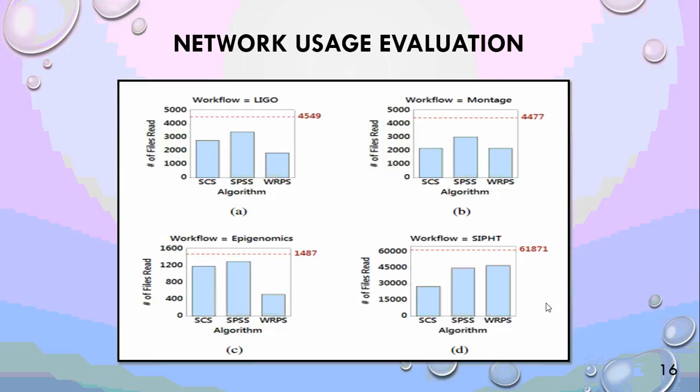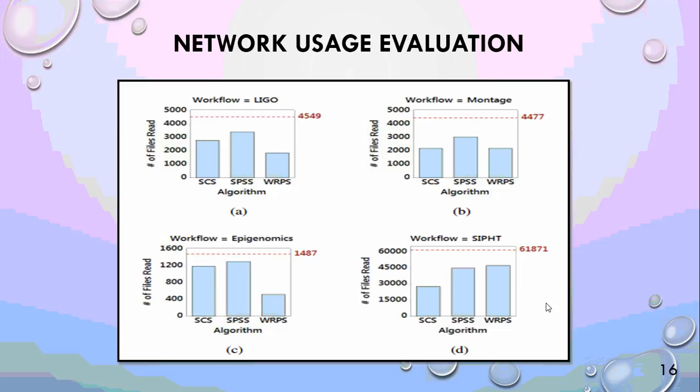Another important factor to consider while evaluating the performance of this algorithm is the network usage evaluation. We know that network links are bottlenecks in the cloud environment, and therefore it is important for scheduling algorithms to try to reduce the amount of data transferred through the cloud network infrastructure. The bar charts here show the average number of files that are read across the 4 deadlines for each workflow and algorithm.